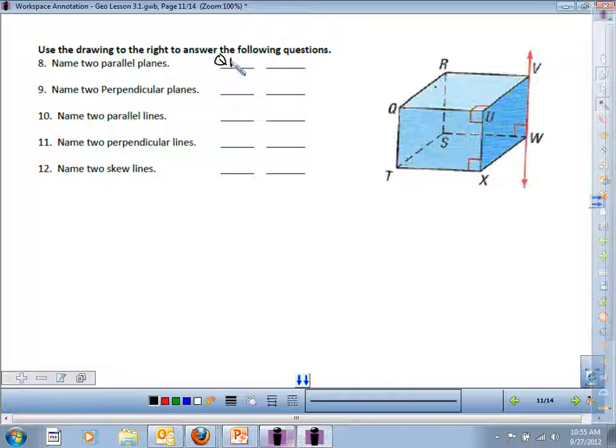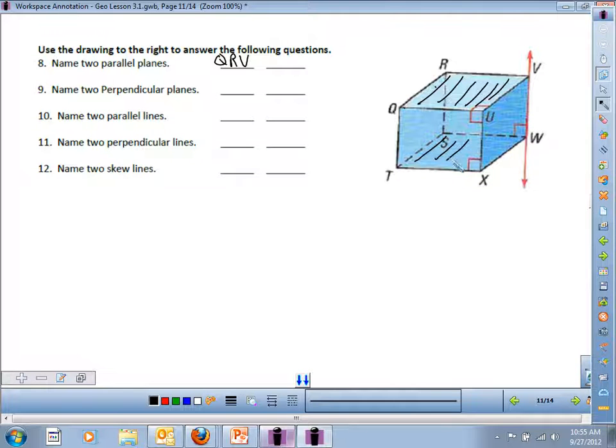Now I could go QRVU. That's 4. Now remember, I only need 3, so I'm just going to go QRV. That includes U. That includes that plane. So what we're looking at, what plane is parallel to that top guy? Well, the top guy is going to be parallel to the bottom guy.